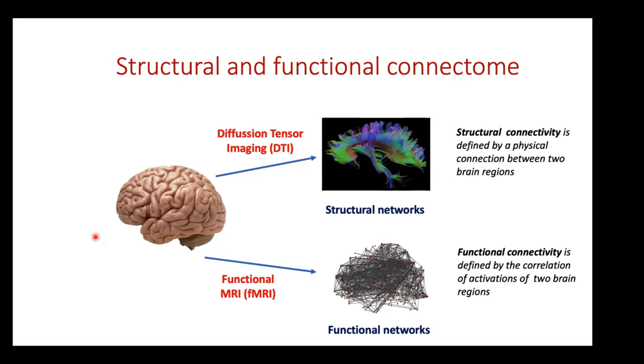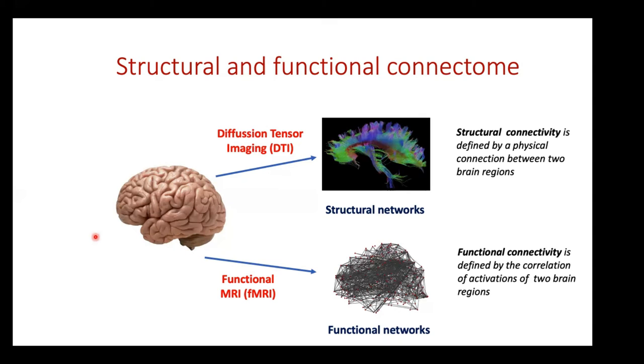Now the DTI measures the diffusion of water molecules. So in the brain, you have the gray matter, where the neuronal bodies are, and they are linked with the white matter fibers. So with diffusion tensor imaging, you can track these white matter fibers. So basically you are looking at actual physical connections between the brain regions. That you can do with DTI images.